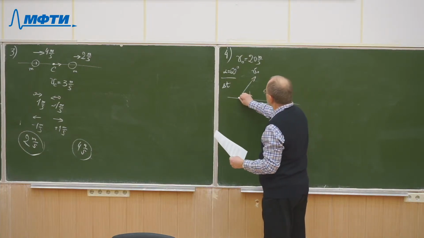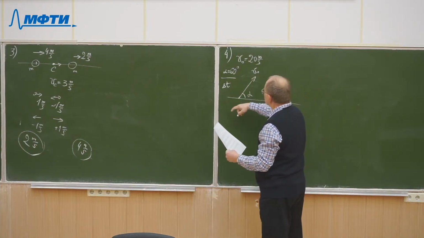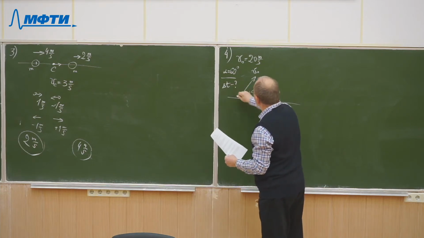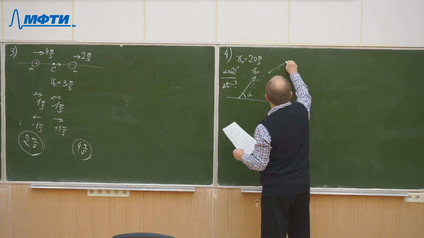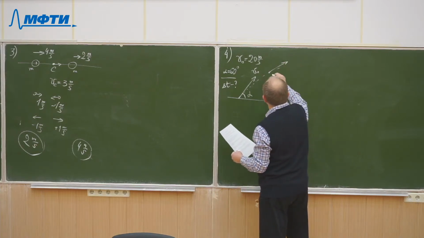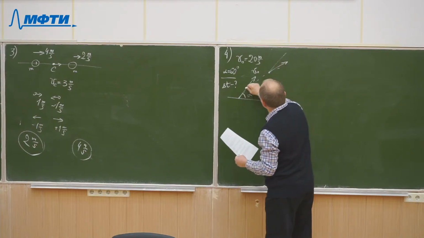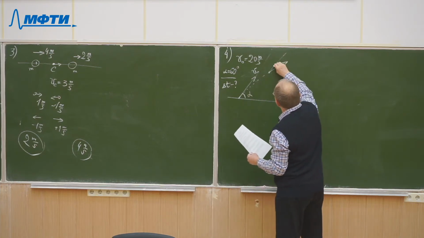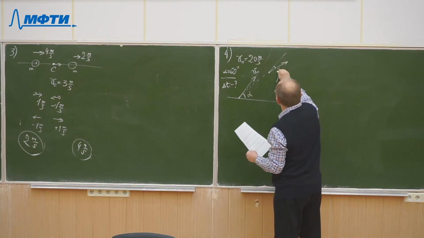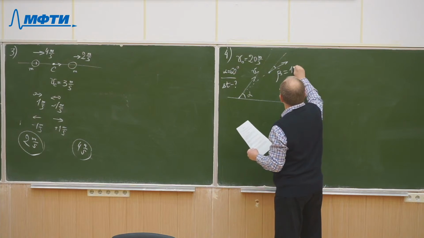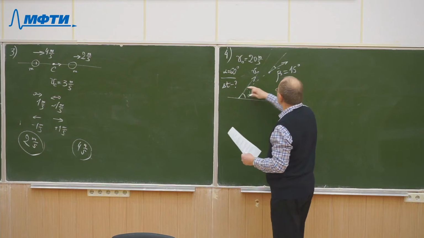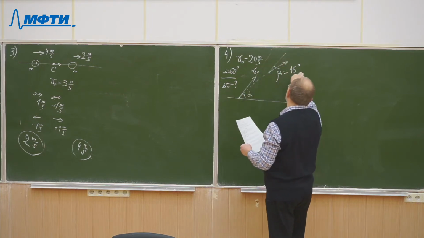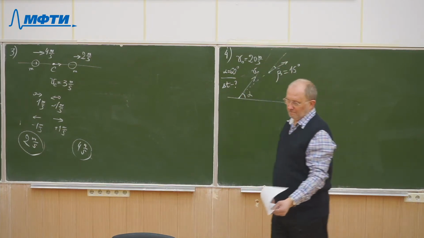Anyway, the stone is thrown at 60 degrees, and we need to find the time interval which is necessary for the vector of velocity to turn from its initial direction. The vector of velocity turns by some angle beta, which is 15 degrees. So we need to find the time interval when the vector of velocity will turn by 15 degrees.